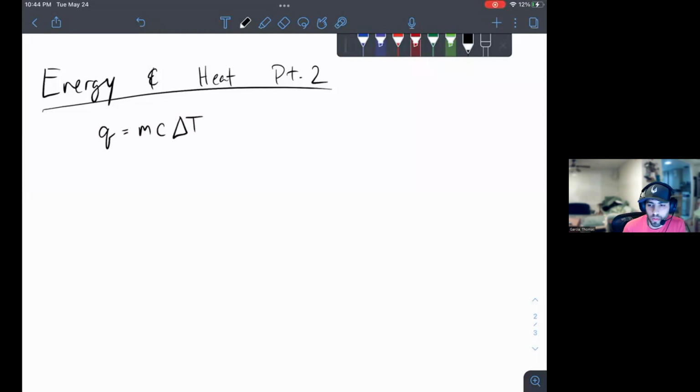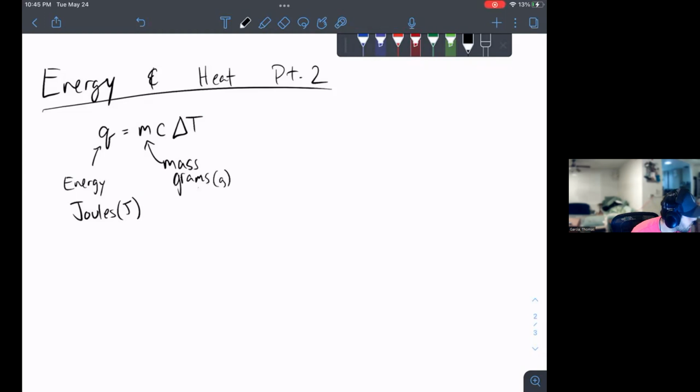So a couple quick notes about this. I just want to go over what each part is. First off, Q is going to be the energy that we're talking about. It's going to be measured in joules, capital J. Over here we have m, which is mass, so that's how much an object weighs on Earth-ish, give or take. And that's going to be measured in grams, lowercase g here.